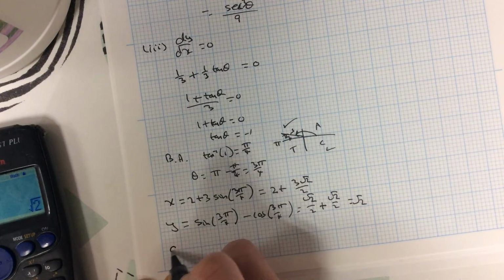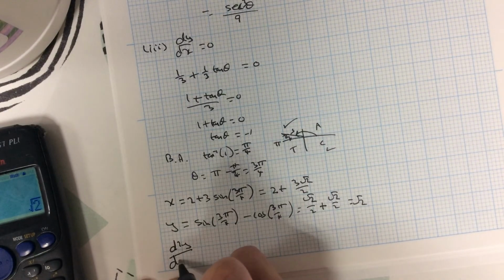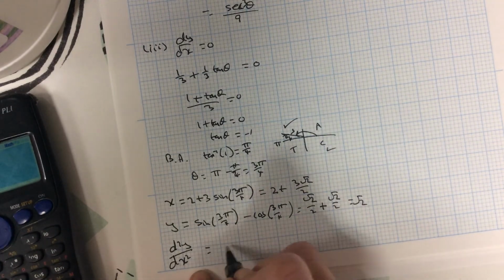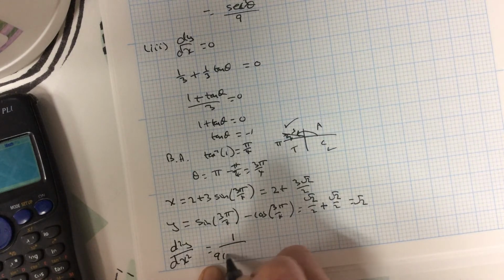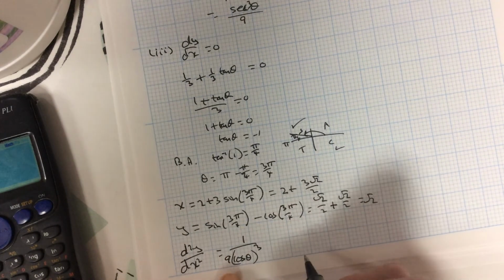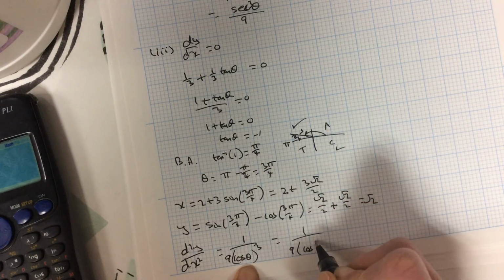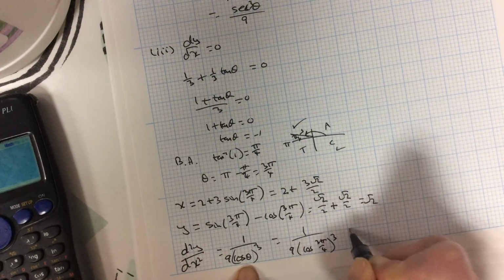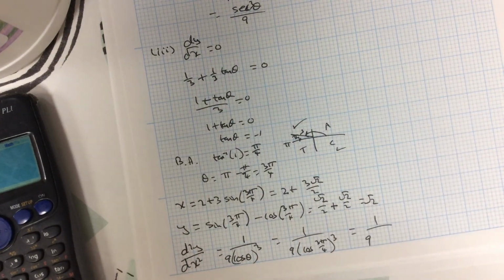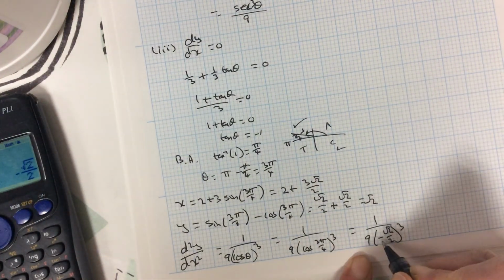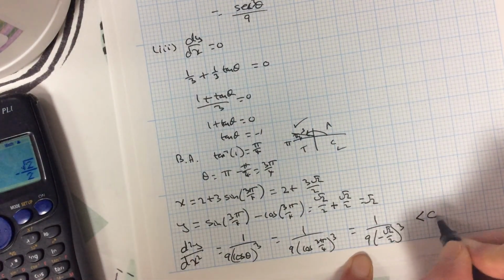And your second derivative, d2y over dx squared, if you put that through, is 1 over 9 cos theta cubed. So if you put your theta into that, it's cos 3 pi over 4 cubed. So let's see what happens there. So cos 3 pi over 4 is minus root 2 over 2, cubed. Now cubing a negative is going to give you a negative, so it's going to be negative overall. So it's under 0, meaning negative, meaning it's a maximum.